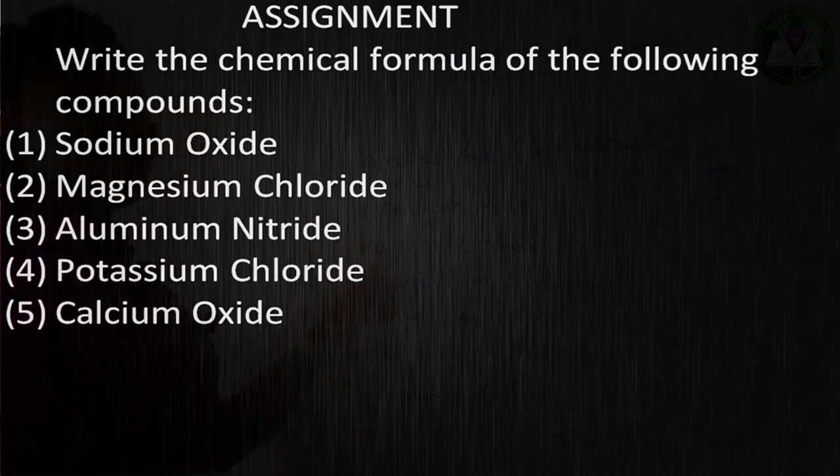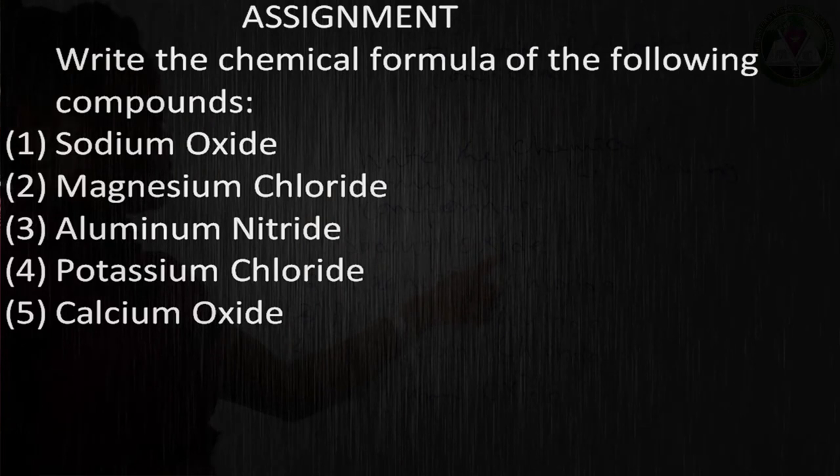One, sodium oxide. This oxide is the same thing as what? Oxygen. Remember I said when this non-metal combines with metal, their ending changes to ide. That's why you are seeing all of them with ide. Oxide is the same thing as oxygen. Chloride is the same thing as chlorine. Nitride is the same thing as nitrogen. Is that okay? Okay. So I said write the chemical formula of the following.